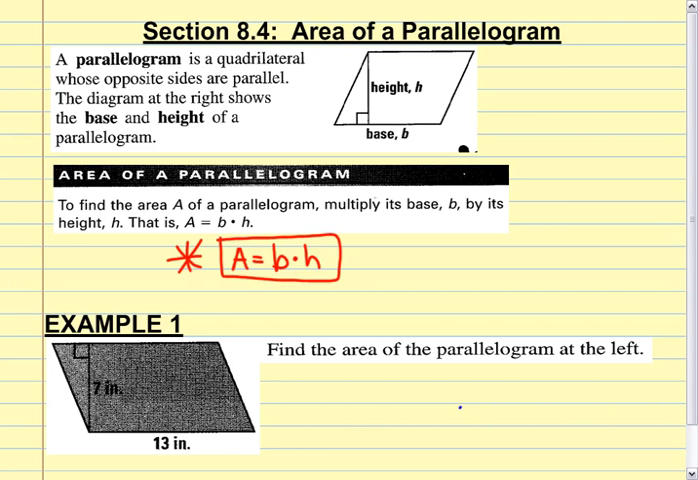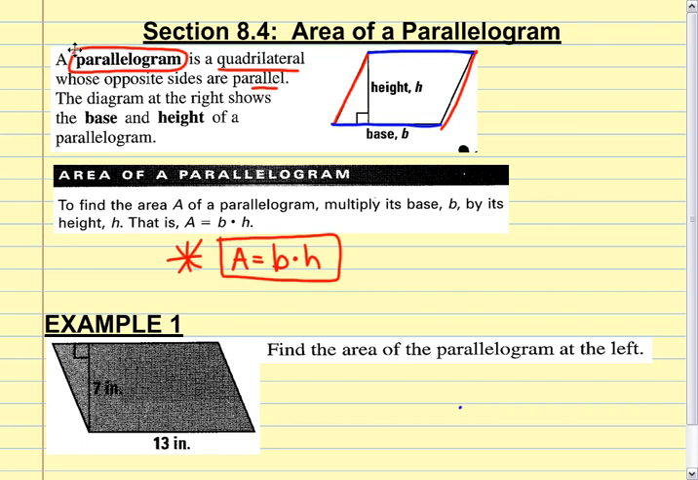A parallelogram is a quadrilateral, that means it has four sides, whose opposite sides are parallel. So this side is parallel to this side. I could have drawn that better, but I didn't. And this side is parallel to this side. There are two pairs of parallel sides.